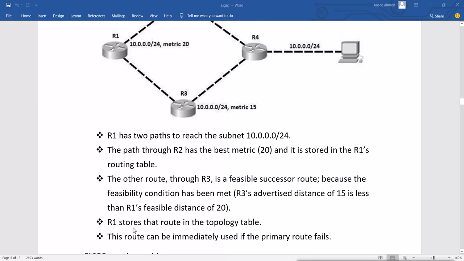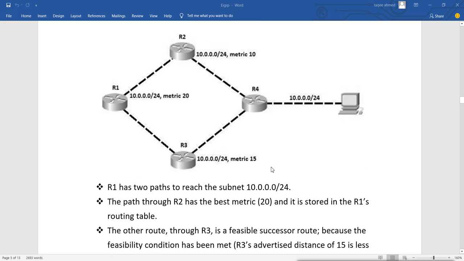Router 1 stores that route in the topology table. This route can be used immediately if the primary route fails. So both routes are available in the topology table. If router 2 goes down, then it can immediately take the other path. On the other hand, if you are using RIP or OSPF, it will have to recalculate everything. That is why EIGRP has a very fast convergence time.